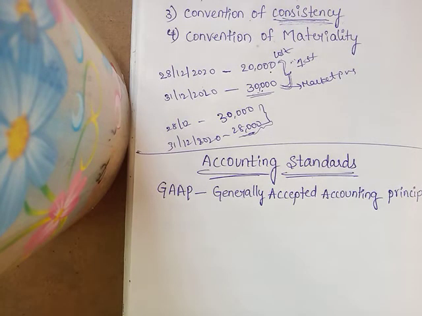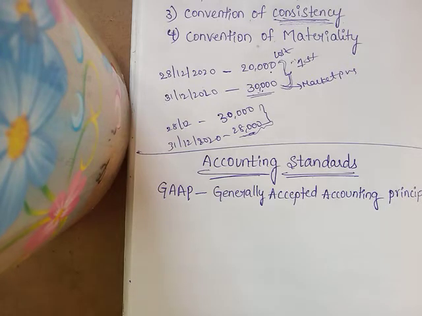GAAP aims at bringing uniformity and comparability in the financial statements. Uniformity means constant. Comparability means we have to compare this year's financial position with the previous year.